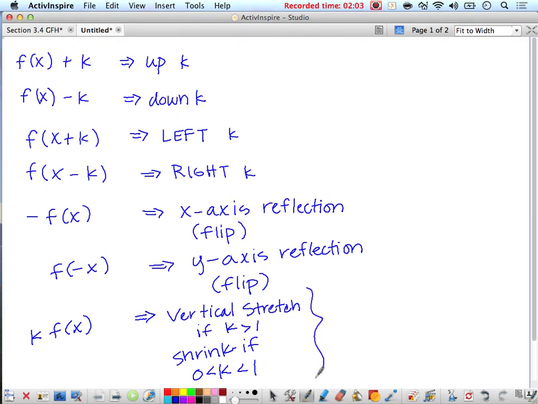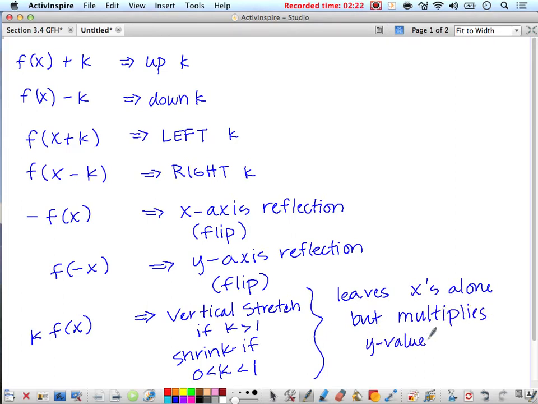You really kind of have to understand what this does. It leaves the x values alone, but multiplies the y value by k. And that's what vertical stretching and shrinking does. Technically, they're all called stretches, but it confuses students when it gets smaller instead of bigger. So we'll just kind of let you see it, and I think it'll make sense to you.